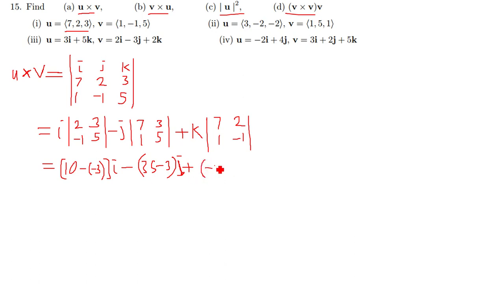So this will be negative 7 minus 2. 1 times 2 is just 2. Then we put k there. So here it's just a matter of simplifying this. So 10 minus 3, this will give us 13. So this is 13i. 35 minus 3 will give us 32, negative 32j. And then negative 7 minus 2, this will give us negative 9k.